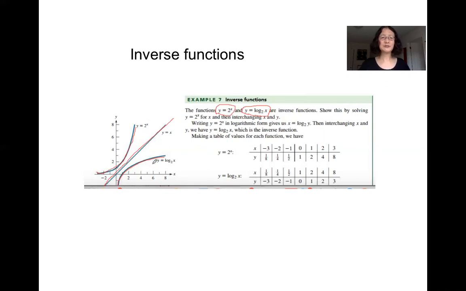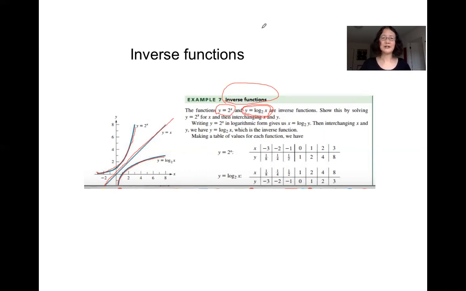We call those two functions inverse functions. So the inverse function of y equal to 2 to the x is y equal to log base 2 of x. The inverse function of y equal to log base 2 of x is y equal to 2 raised to power x. Okay. And normally, how do you solve for inverse function?